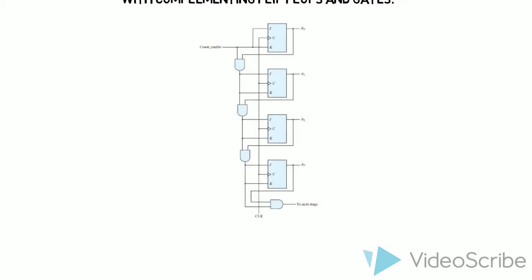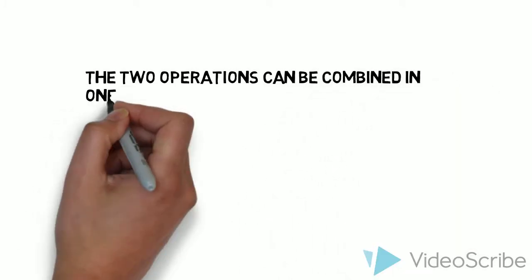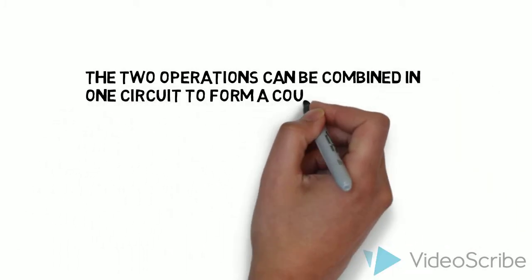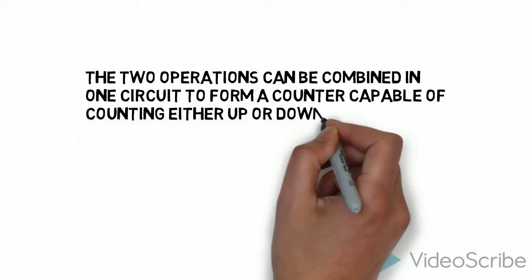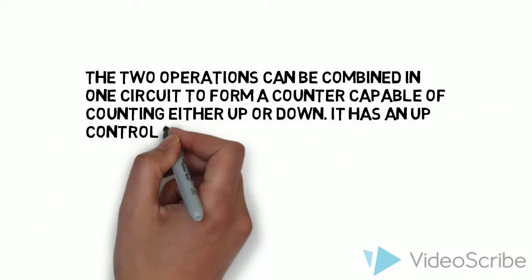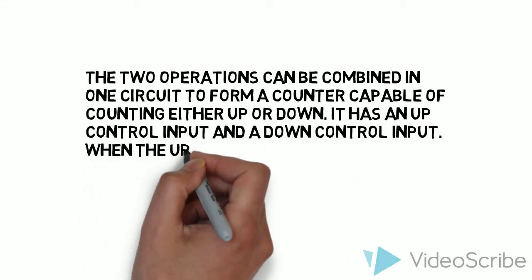When the up input is 1, the circuit counts up, since the T inputs receive their signals from the values of the previous normal outputs of the flip-flops. When the down input is 1 and the up input is 0, the circuit counts down, since the complemented outputs of the previous flip-flops are applied to the T inputs.